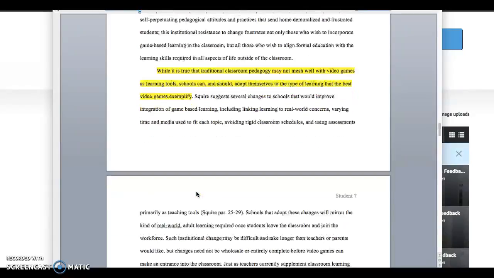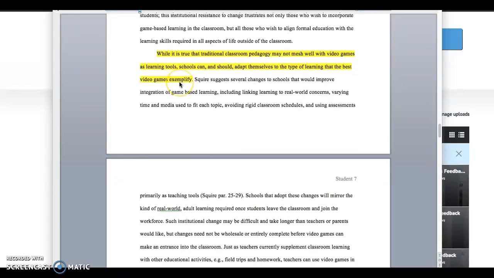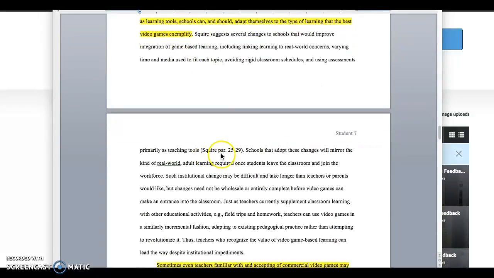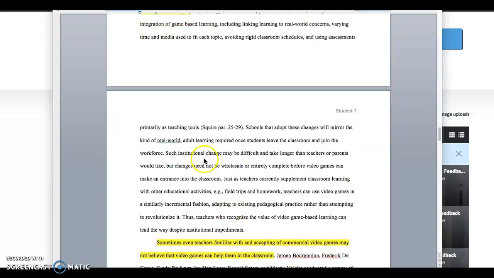Then he has another opposing view. While it is true that traditional classroom pedagogy may not mesh well with video games as learning tools, schools can and should adapt themselves to the type of learning that the best video games exemplify. So this is starting to argue the your view section. He's still kind of acknowledging an argument against video games in the classroom, but starting to move towards the your view. You can see that he has another source here and a little bit of discussion about institutional changes, and just as teachers currently supplement classroom learning with other educational activities, video games can do the same thing.